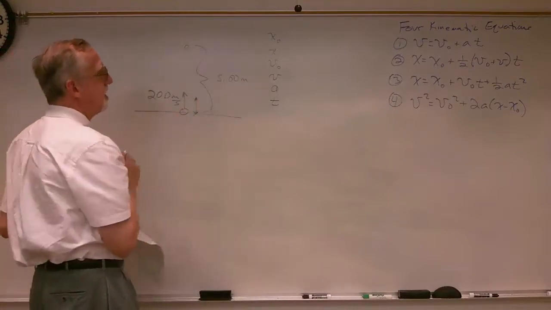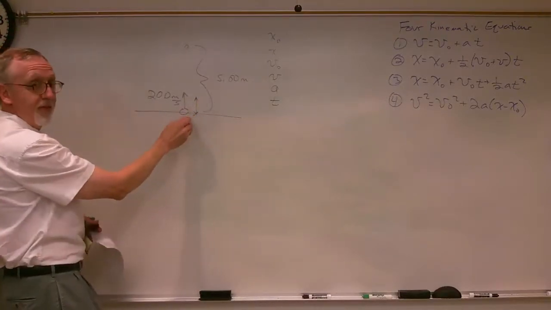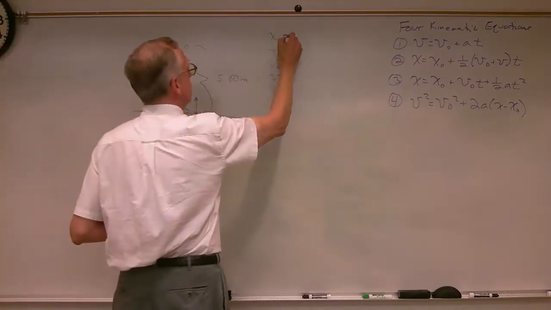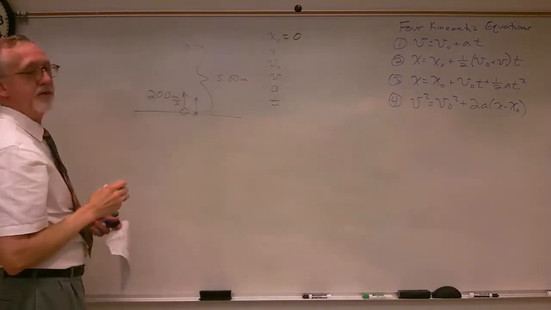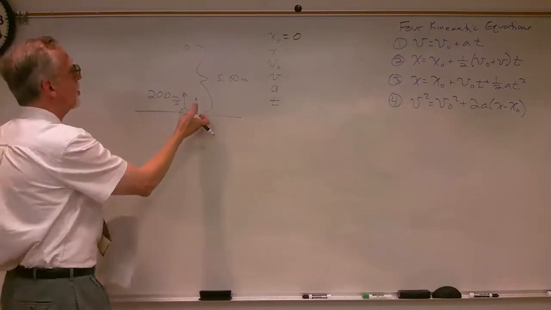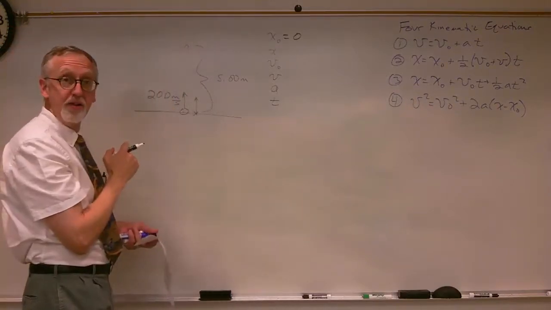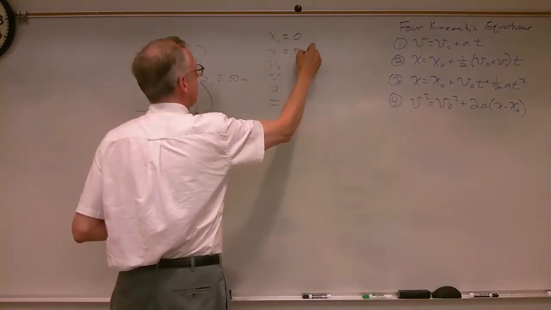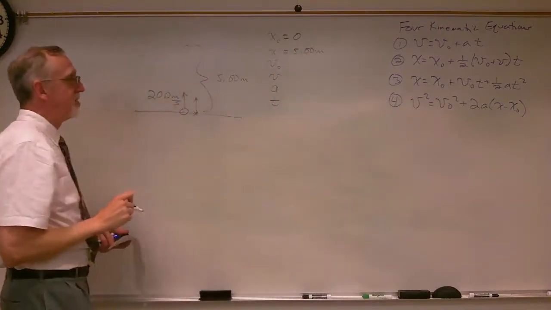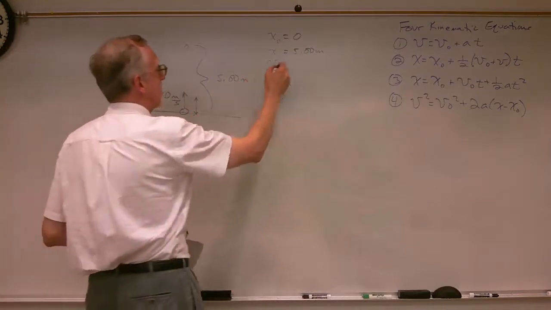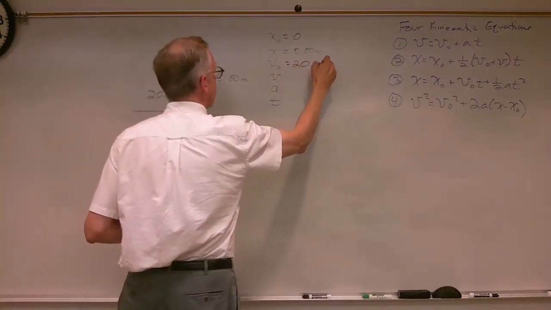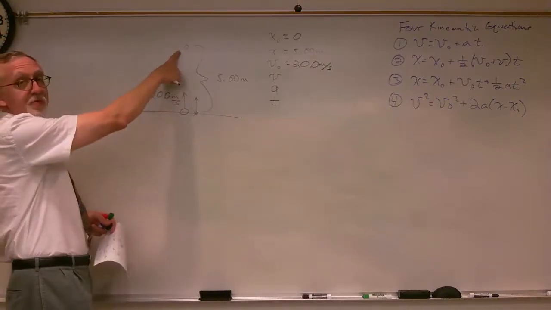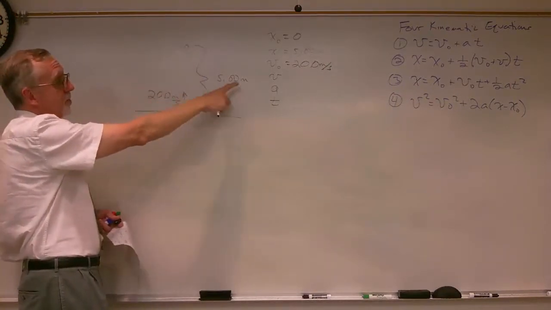So x naught, the initial position, well, assuming the origin is at the ground level and the ball is starting at ground level, the initial position is 0. x is the final position. Well, we're looking for when the ball is 5 meters high, so that's going to be x. So x is 5 meters. v naught, the initial velocity, well, we know that's 20 meters per second. v, that's the final velocity. Well, we don't know how fast it's moving up here. We haven't figured that out, so we don't know.